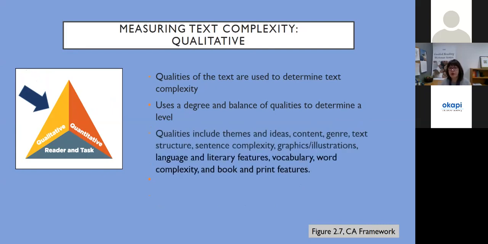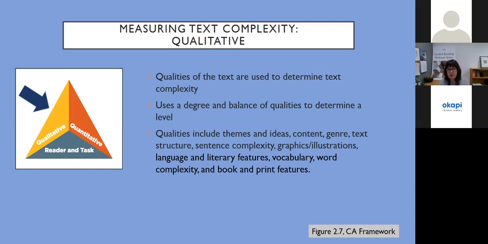So it might look at qualities like themes and ideas. So this is what the text is written about, and is it written in a simple or in a complex way as you look at different ideas and themes? Does it have a main theme or multiple themes that run throughout the book? Content would deal with the topics and the concepts. And those, when you're looking at qualitative measure, would be considered in relation to a reader.